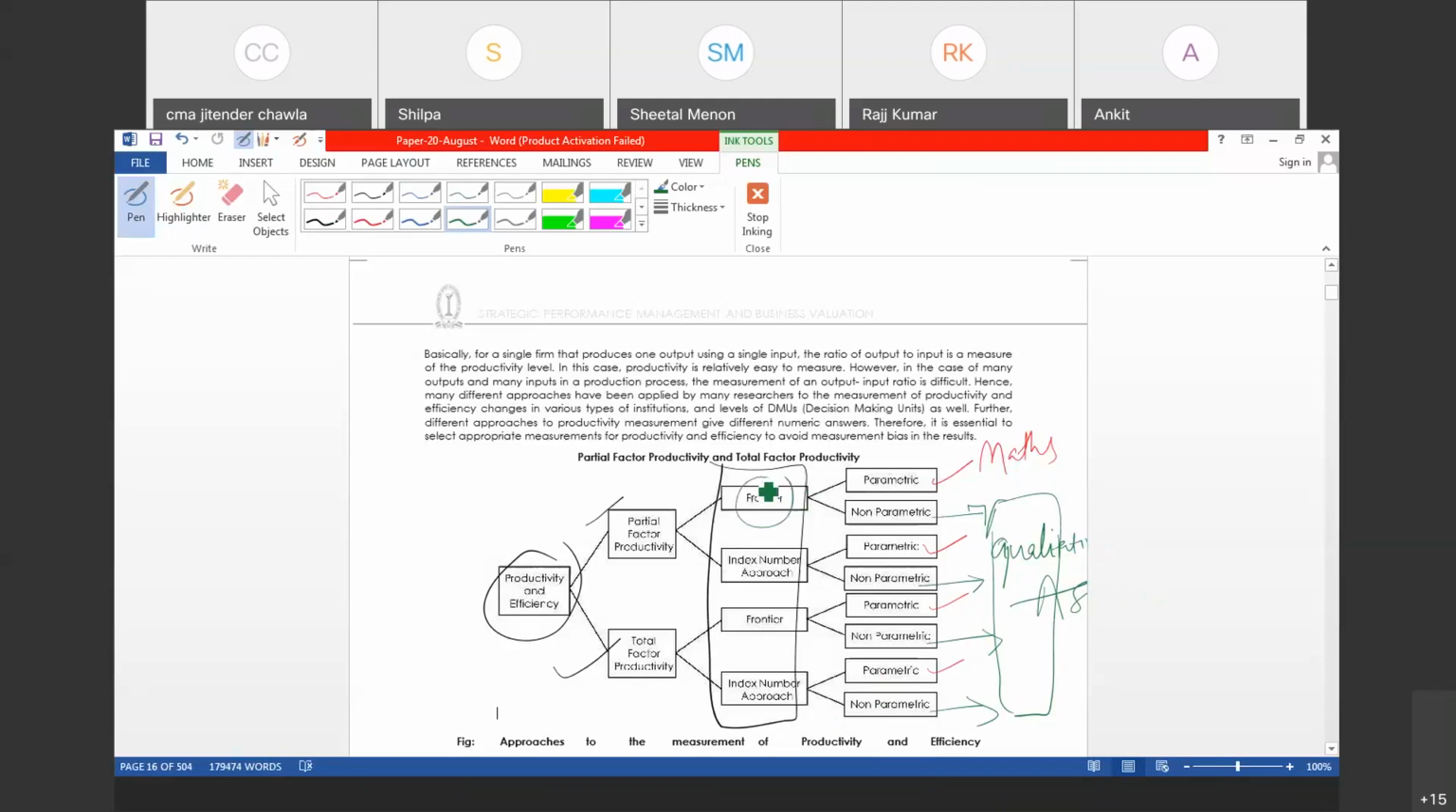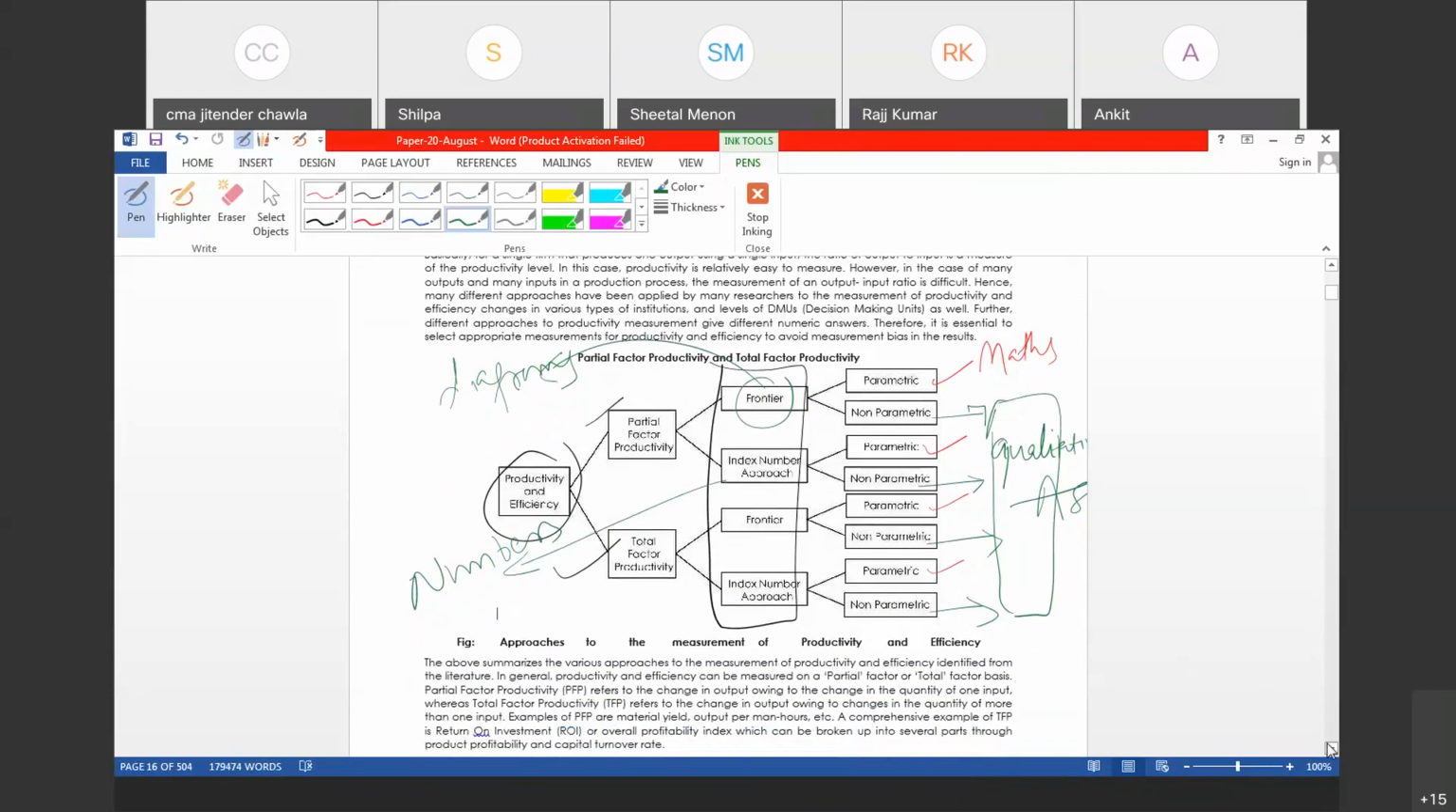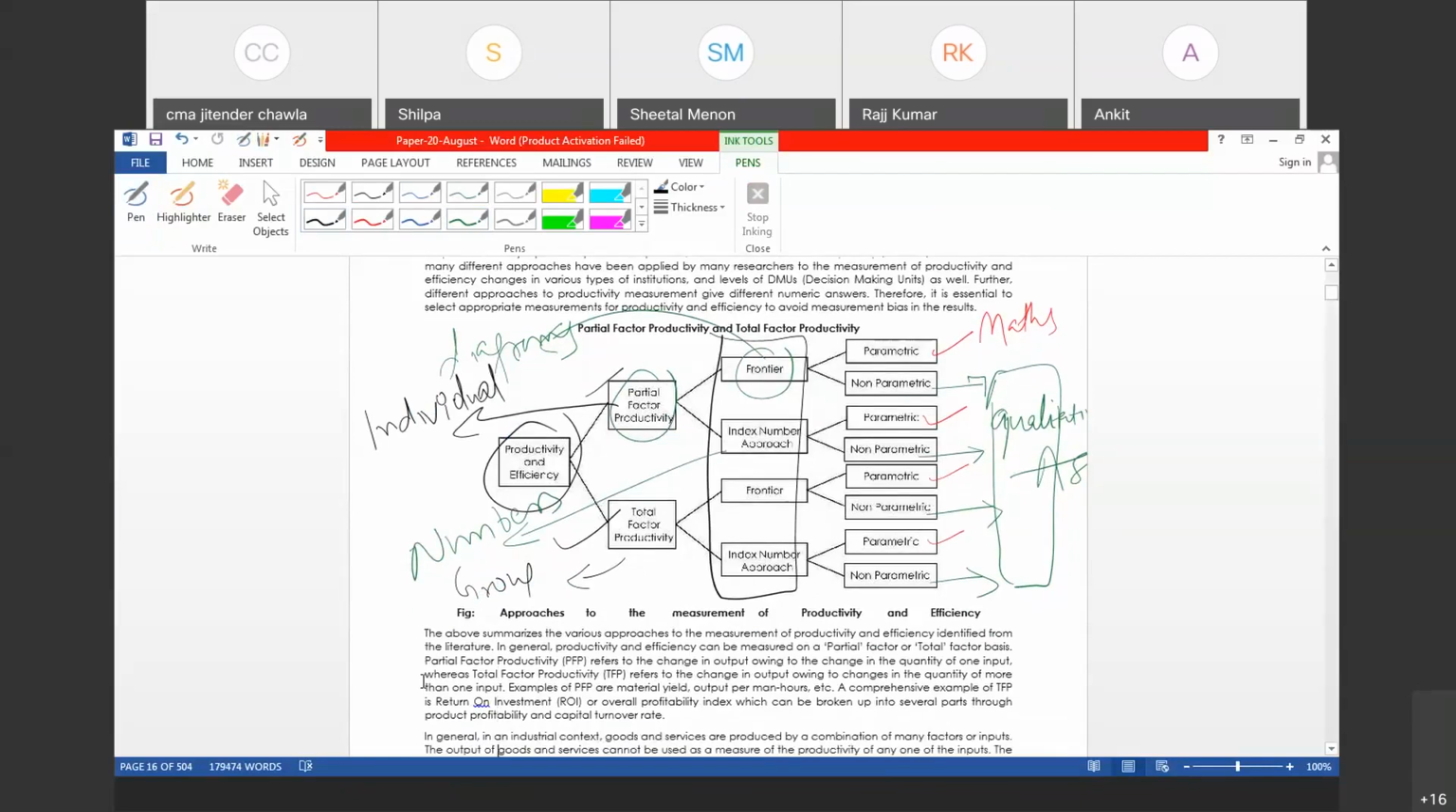And frontier means use of diagrams, and index approach means use of some numbers. Right. So these are the ways of measuring partial productivity and total productivity. What do you mean by partial productivity? Partial productivity means measuring individuals, the performance of one employee. When we talk about measurement of a group, we call it total productivity, total factor productivity. Right.